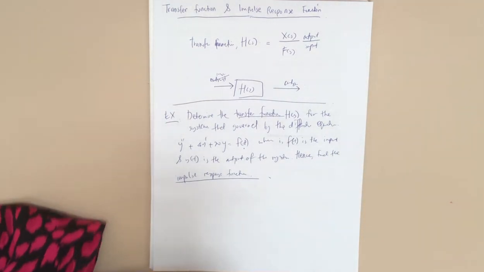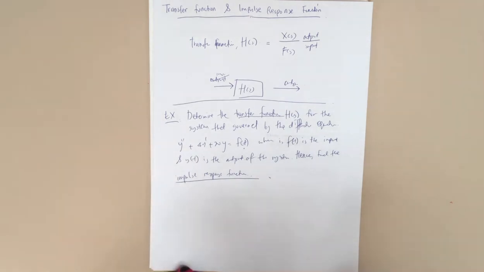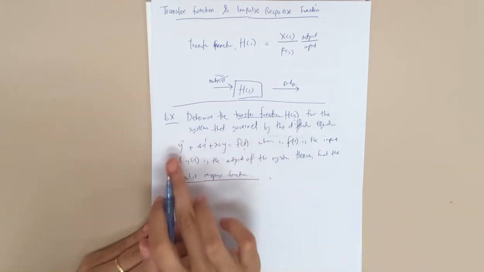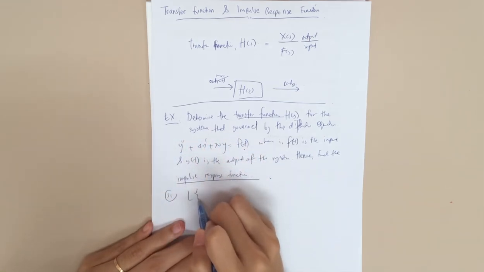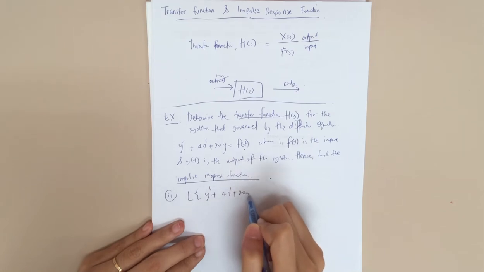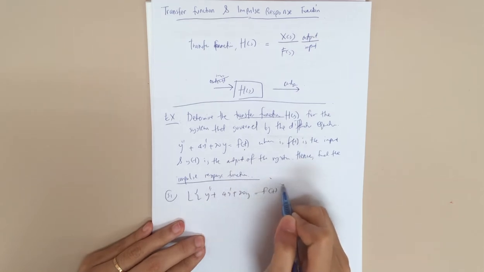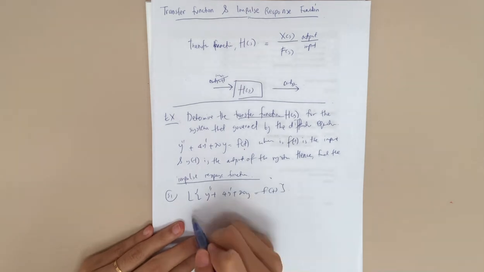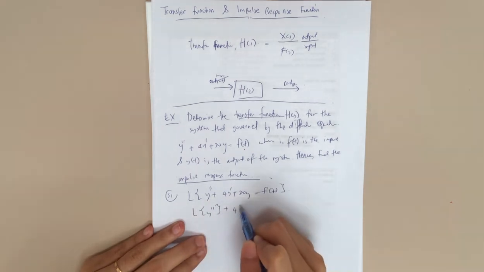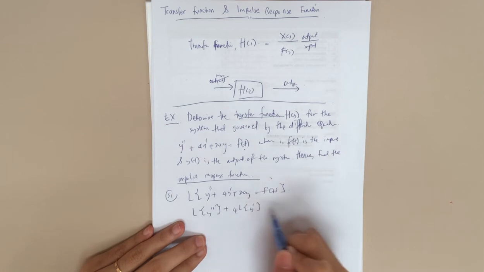So the first step is we refer back to the steps that we did before in solving initial value problems. You need to write this equation in Laplace transform. Then you apply the linearity property, so we can split it, we break it into each of its terms.